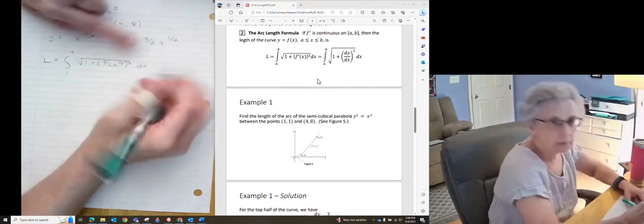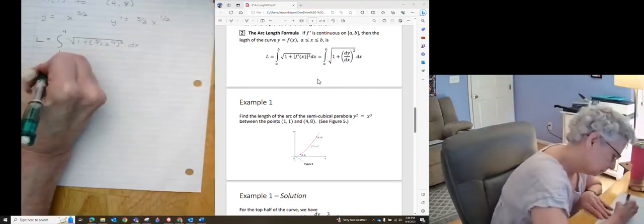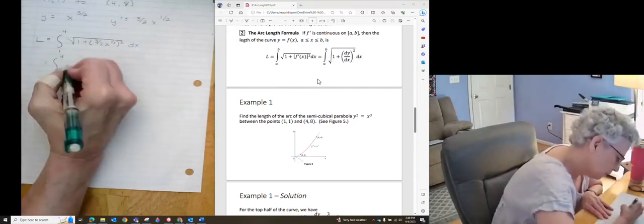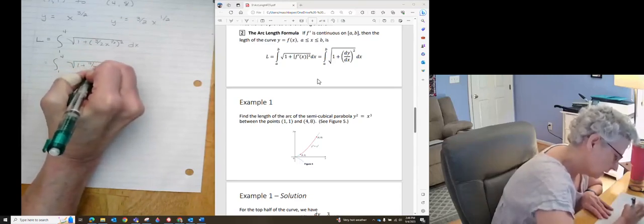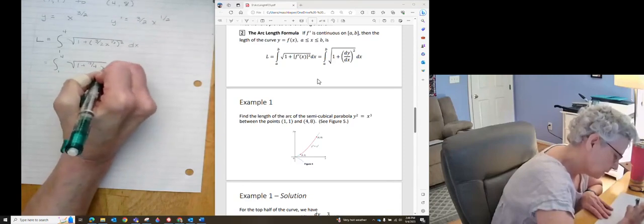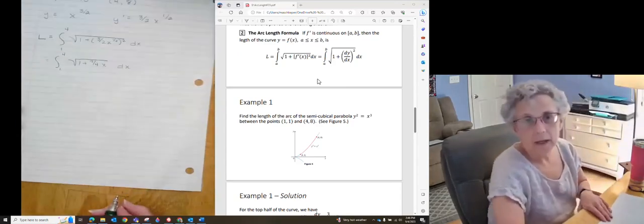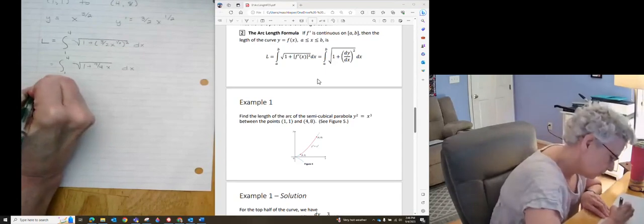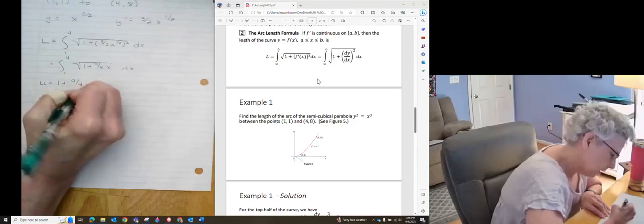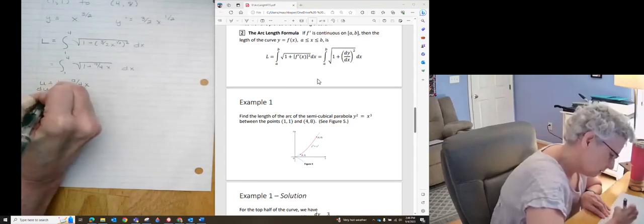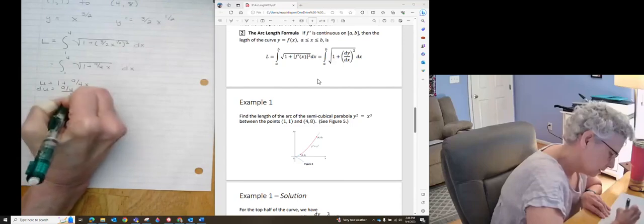You can go ahead and simplify all this before you set up your integral if you prefer. So we're going from 1 to 4, square root of 1 plus 9 over 4 times x. Well, that's not bad. That's something we can use u substitution for. u is 1 plus 9/4 of x. So du is 9/4 of dx.